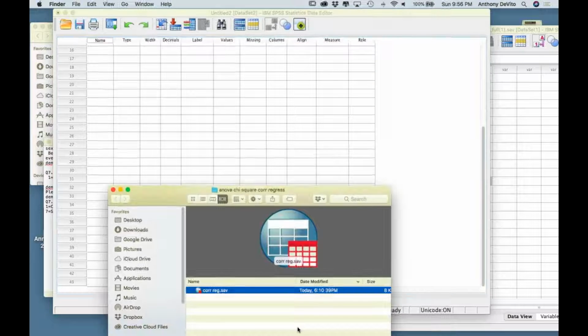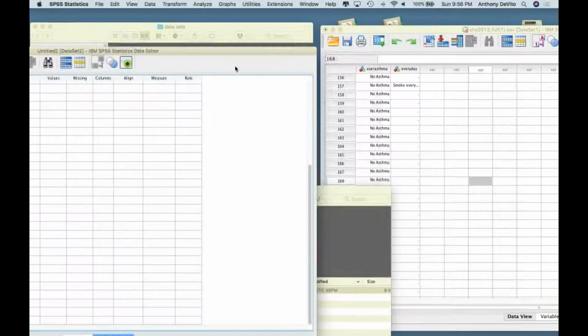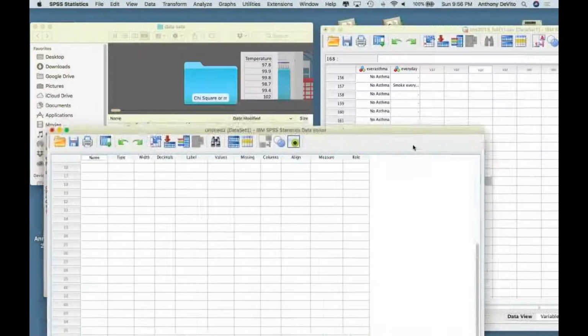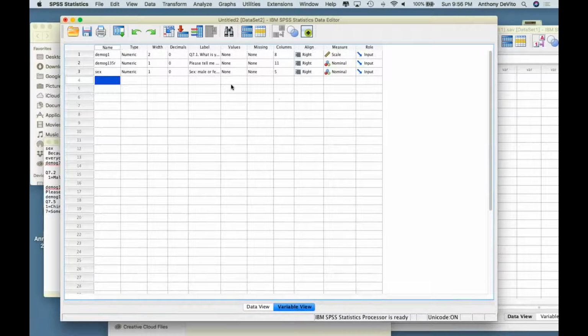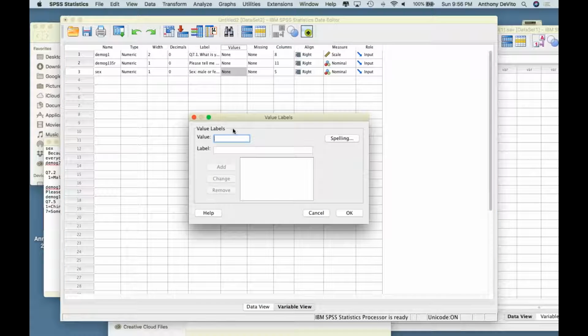Okay, and I want to check one more thing here on our variable, on our code book, and that is, where's our code book go? Well, it doesn't matter anyway. I'm going to go in here, and I'm going to say that 1 is male. I don't remember which one it is, but I'm going to say 1 is male and 2 is female.